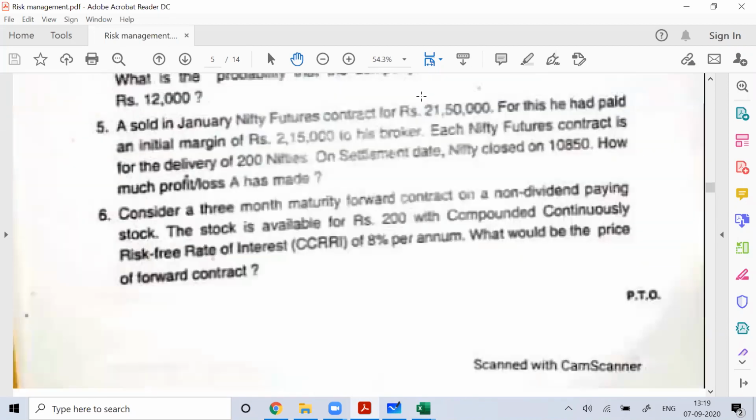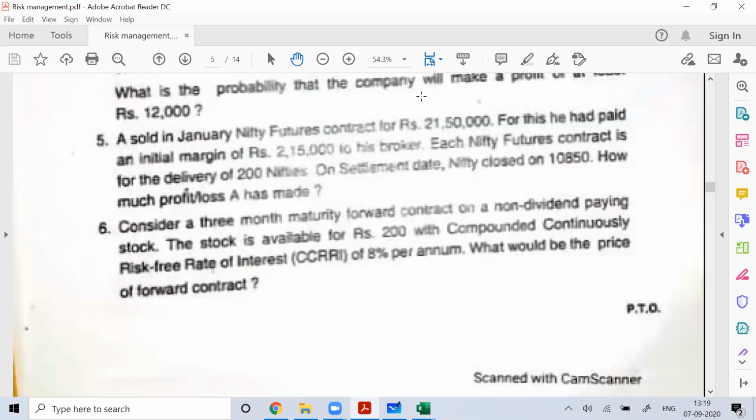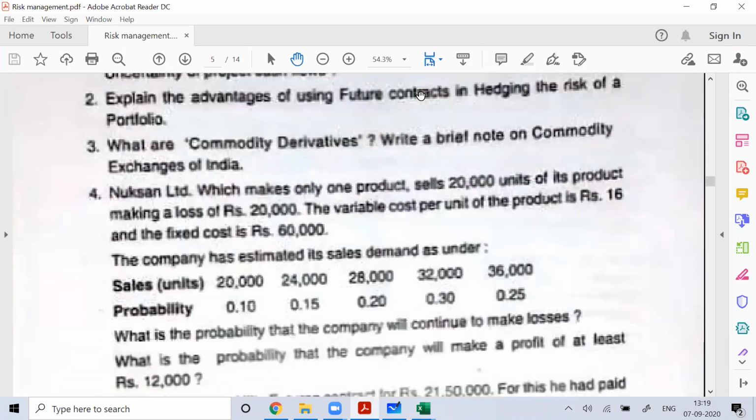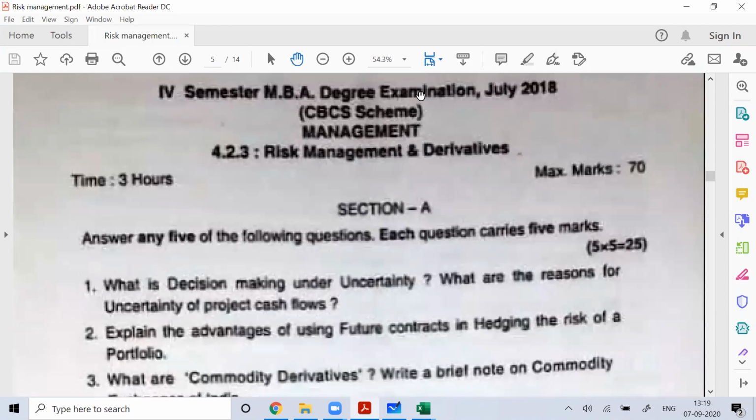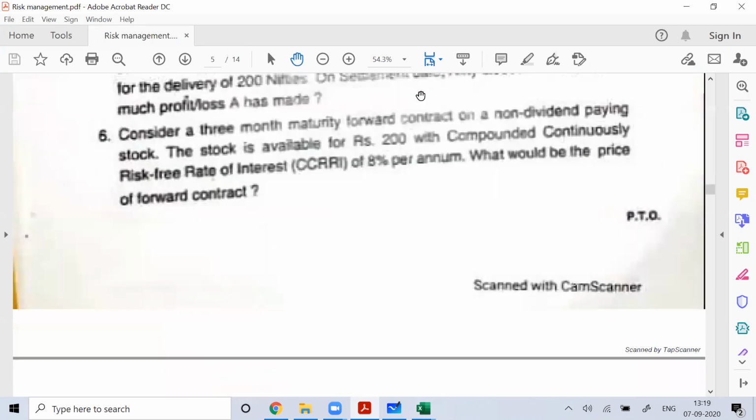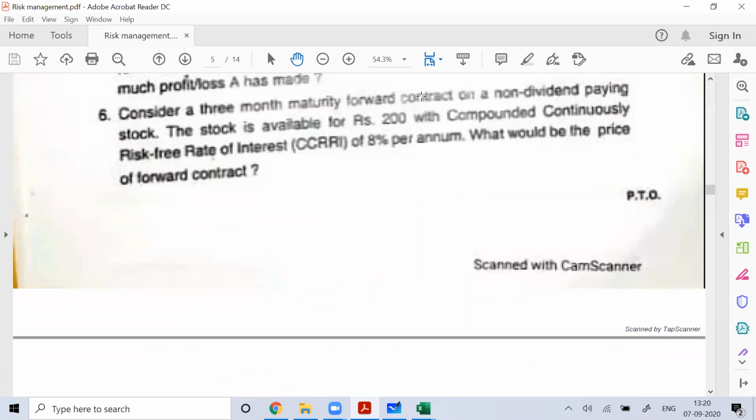See this question, question number 6. This came in the year 2018. Consider a 3 month maturity forward contract on a non-dividend paying stock. The stock is available for 200 rupees, with a continuously compounded risk-free rate of interest at 8% per annum. What is the price of the future contract? We'll solve this question.